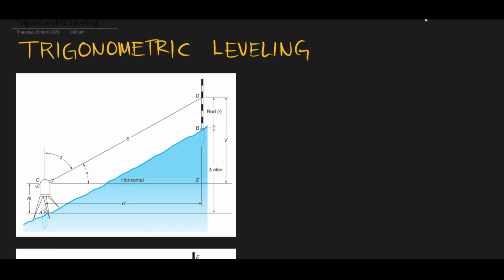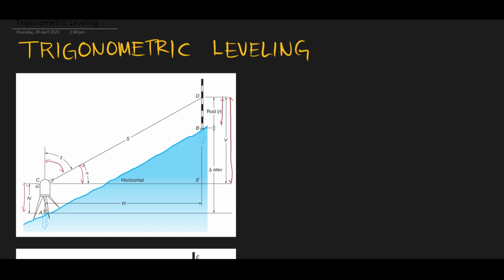Okay, so in this type of leveling, we can use a total station or a theodolite for measuring the difference in elevation. So let's examine the figure here. As you can see, we have our instrument set up above point A. We have our vertical angles, the zenith angle and also the altitude angle. And we have our height of instrument, and V right here, which is the vertical distance from the height of instrument to the rod reading, and also R, which is the rod reading.